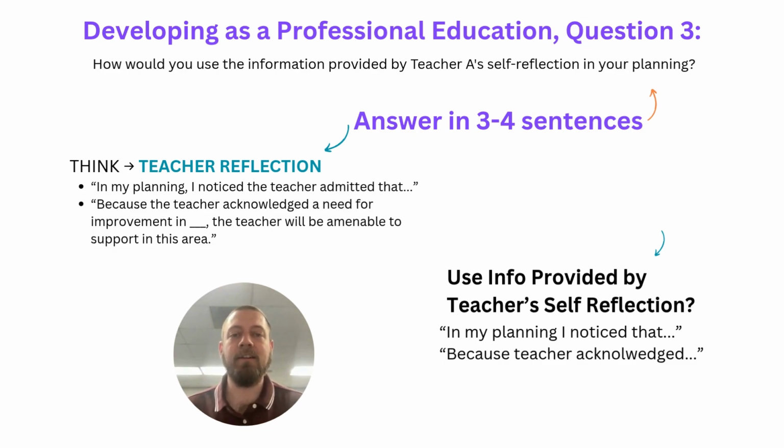So, again, taking a look at the teacher's self reflection and using that in your planning to help to build something that the teacher will be receptive to. So, think about the teacher reflection, and you can use sentence frames such as in my planning, I noticed the teacher admitted that, or because the teacher acknowledged a need for improvement in blank, the teacher will be amenable to support in this area. So it's always great to build on something that the teacher is already reflecting on because they're going to be much more receptive to those recommendations.